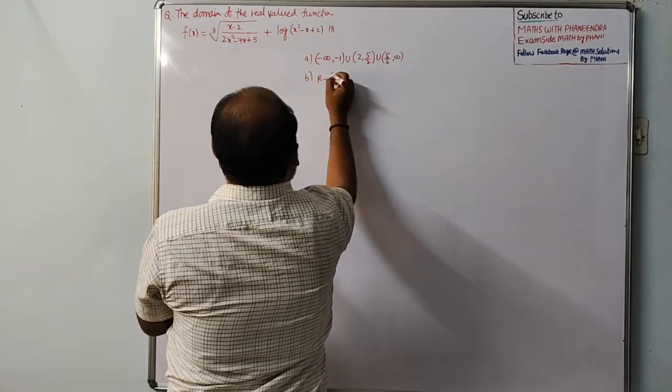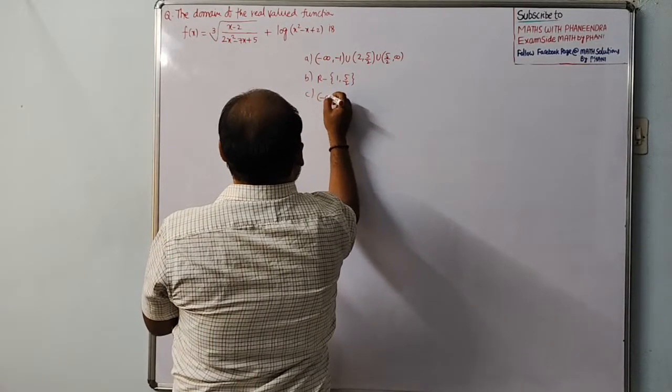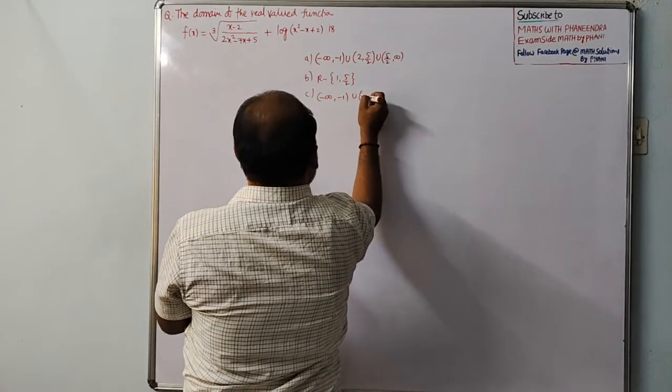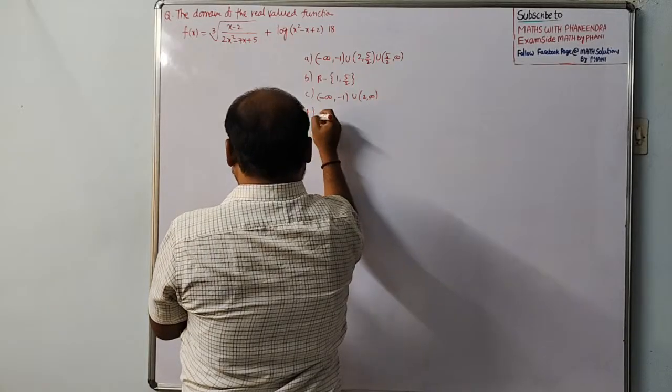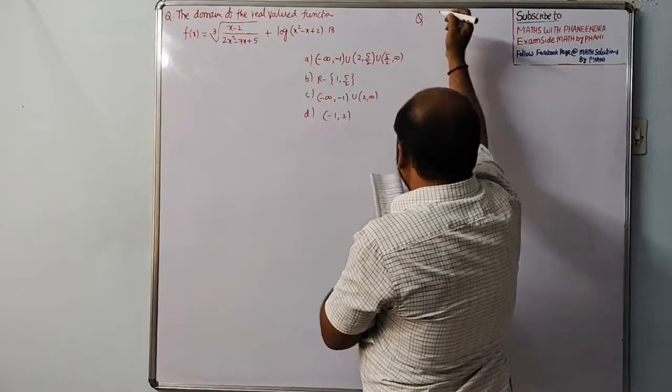Second option, minus 1 comma 5 by 2. Third option, minus infinity to minus 1 union 2 to infinity. Fourth option, open interval minus 1 comma 2. So another question here.